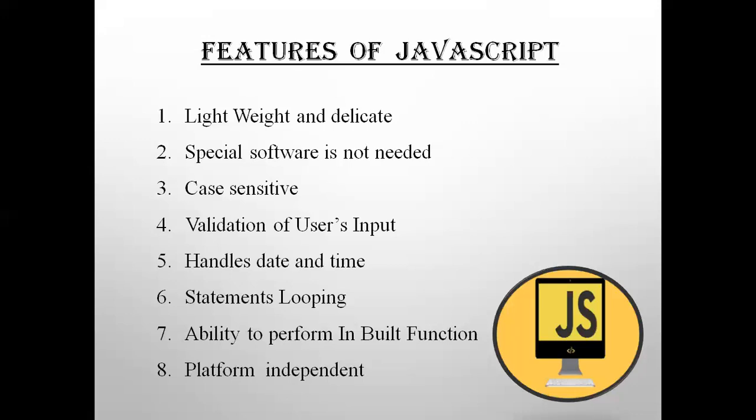Last one is platform independent. JavaScript is a platform independent scripting language. It runs on any hardware or software platform, Windows, Linux, Mac operating system, any software platform it is running on. And due to all these features, JavaScript is known as a universal client-side scripting language.